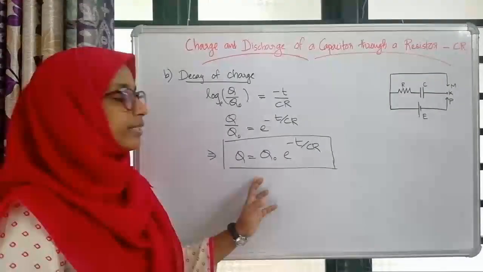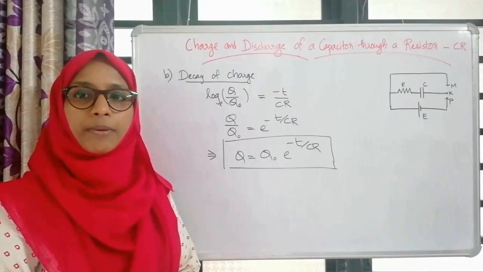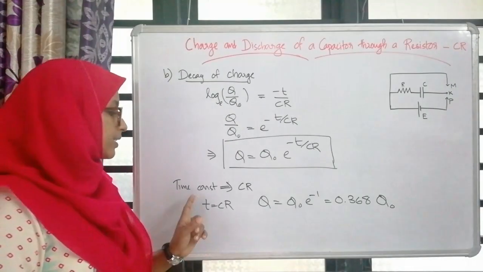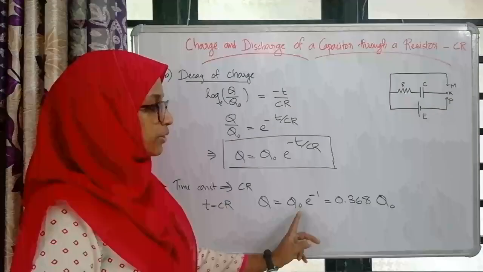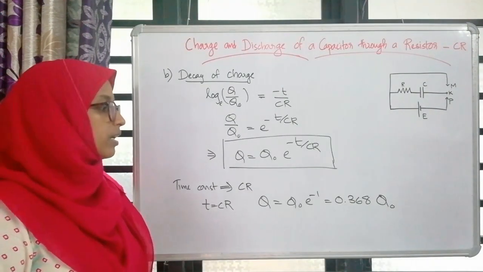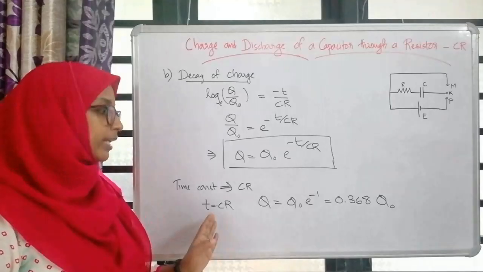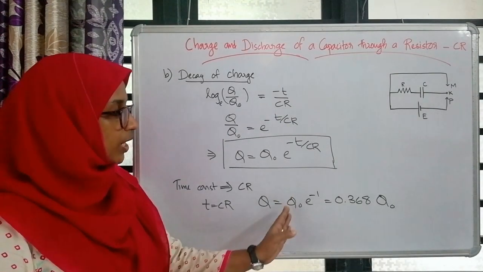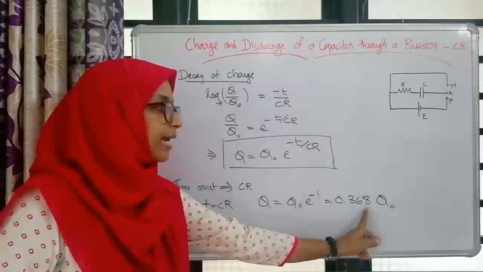That is, the capacitor decays or discharges exponentially, and it reaches the minimum value 0 after an infinite time interval. As we discussed before, here the time constant will be CR. Then when t is equal to CR, Q is equal to Q0 e raised to minus 1, which will be equal to 0.368 Q0. That is, the time constant can also be defined as the time taken by the charge to decay from its maximum value to 0.368 times Q0.